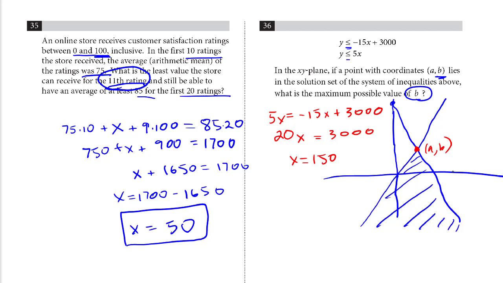So our A value is the x value of the solution. So A equals 150. Well, if A equals 150, what does Y equal? Y must be less than or equal to 5x, that is 5A, which is 5 times 150, which means Y is less than or equal to 750. This point here, the B value, will be 750 for that point. And that is the maximum y value in this case we could have in the solution set.